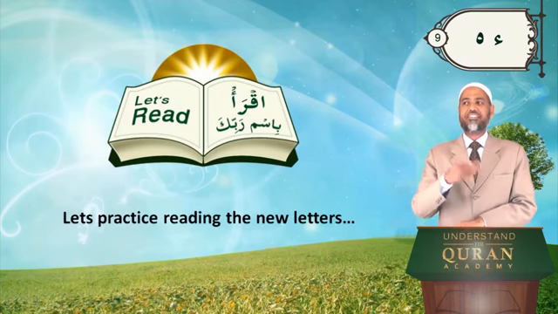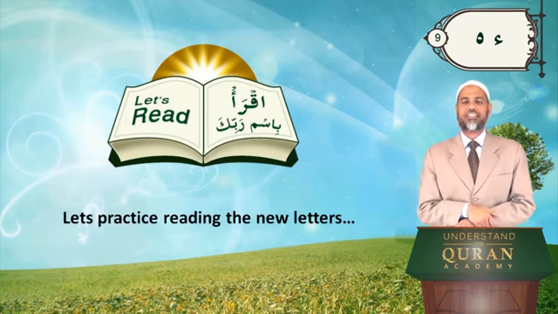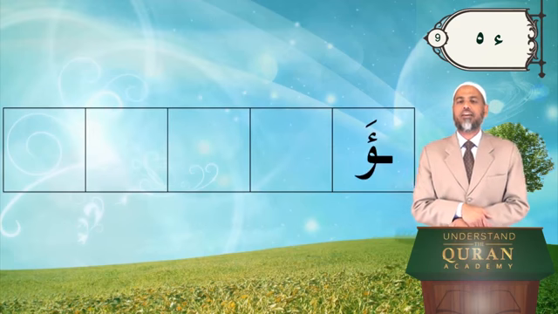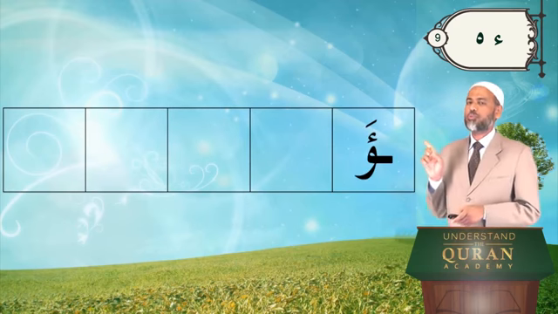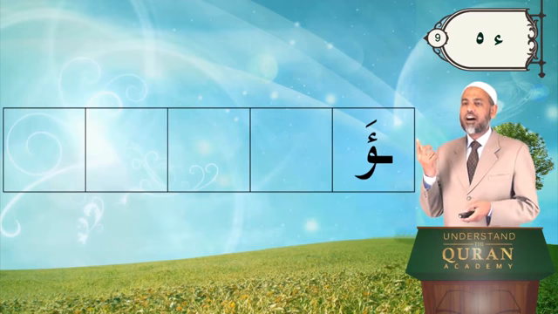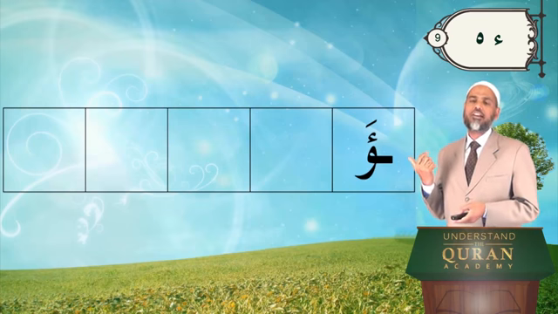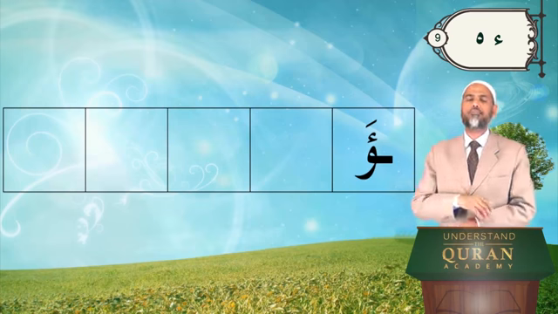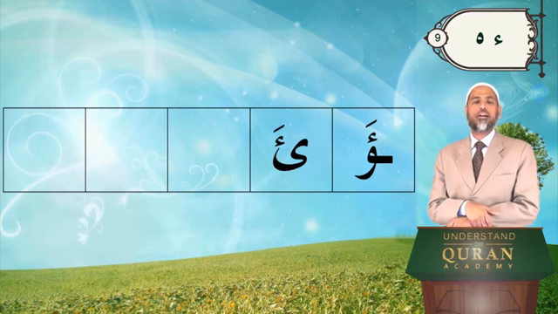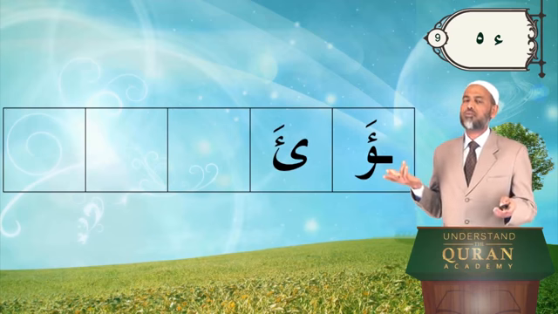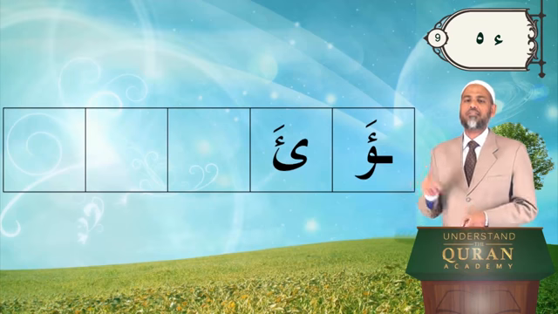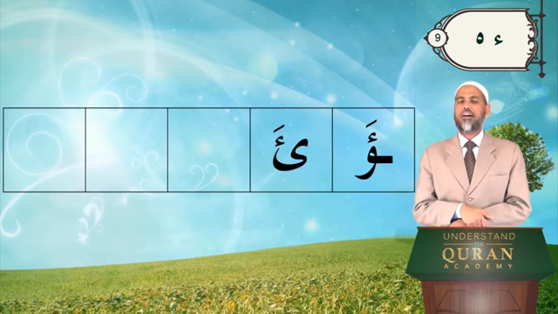Okay, let's practice reading the new letters that we learned today. Only two of them, but they have different forms, so it's kind of interesting. So this one is A. It has nothing to do with Waw, because Hamza is using Waw as its chair, so it is actually Hamza. A again. Hamza is using Ya as its chair. It has nothing to do with Ya. It is Hamza. A.